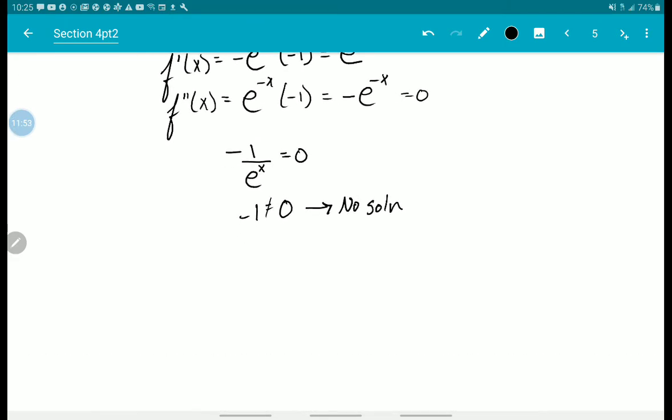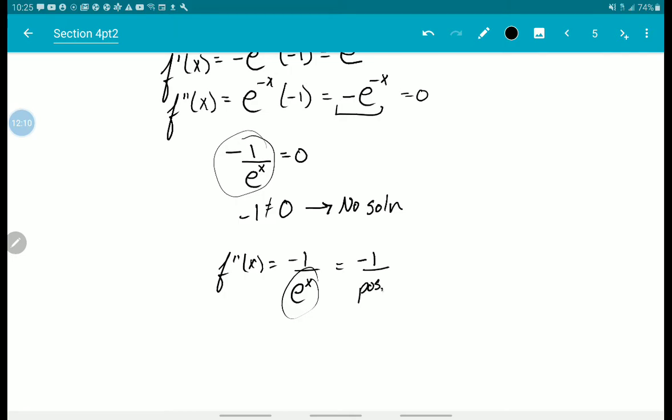So let's think about what's happening with that second derivative. We could rewrite that this way. And when we have that second derivative is negative 1 over e to the x, well, e to any number is always going to be a positive. So I have negative 1 over a positive number. That's always negative. So this is one of those strange ones where when we set that second derivative equal to 0, there's no solution. There's also not a place where that derivative does not exist.